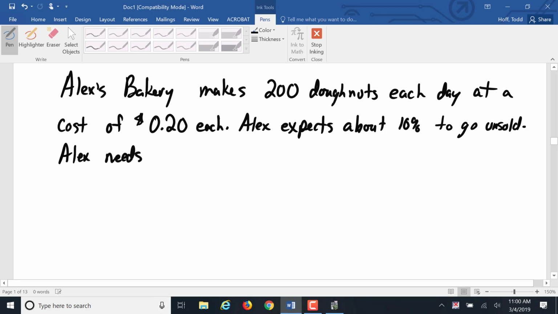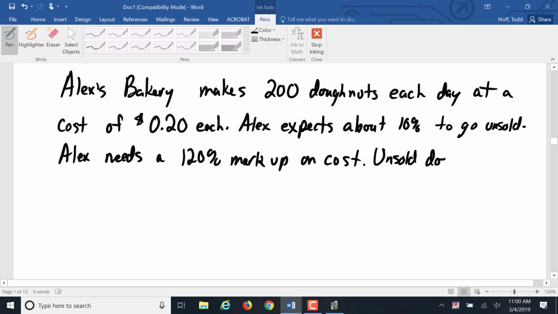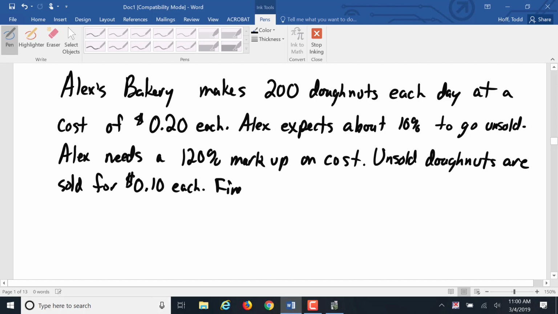Alex needs a 120% markup on cost. Unsold donuts are sold on a secondary market, are sold for 10 cents each. Find the price to be charged per donut.